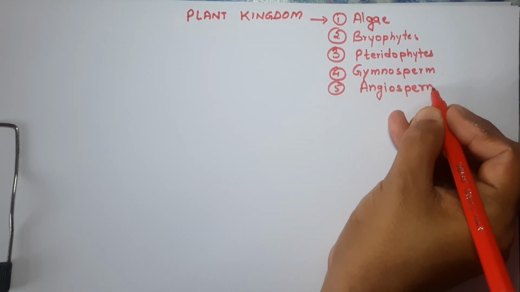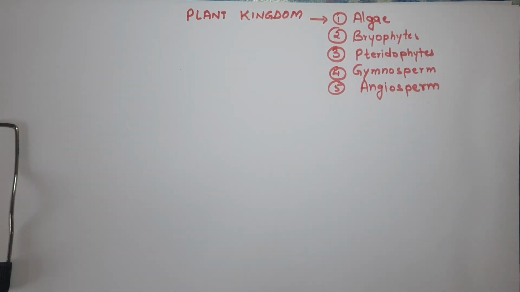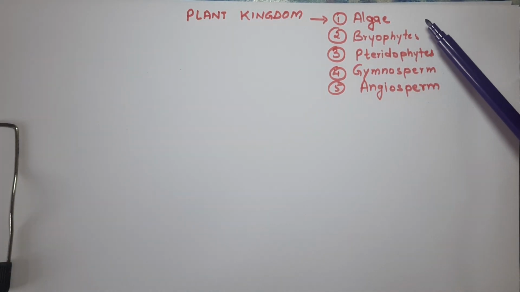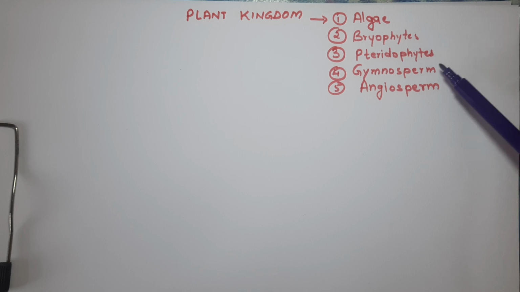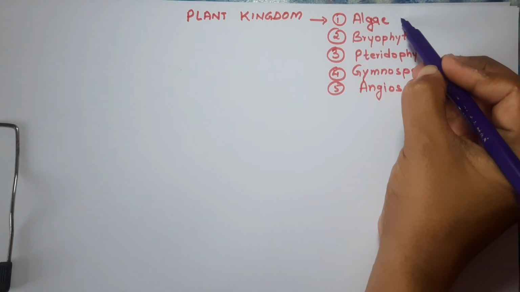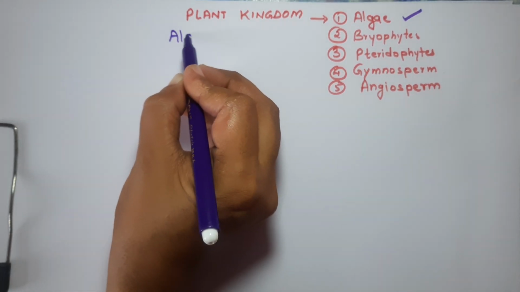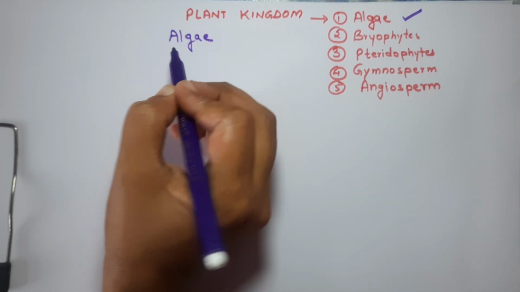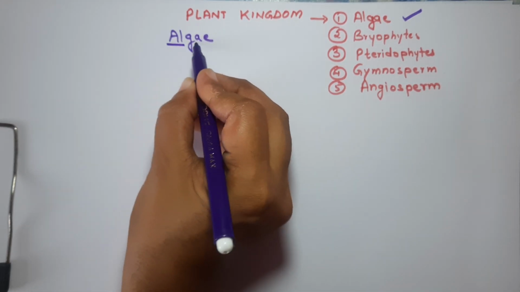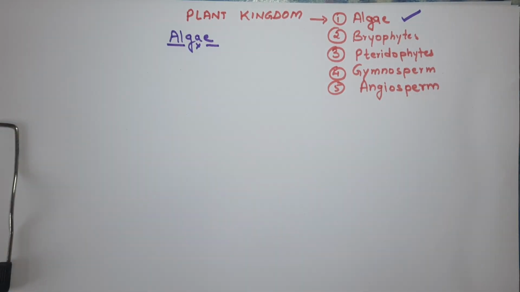So I will repeat it again. The plant kingdom, students, is divided into 5 types. The first one is the algae, the second one is the bryophyte, the third is the pteridophyte, the fourth is the gymnosperm, and the last one is the angiosperm. So today we are going to discuss the algae. The topic for the video today is the algae. So let's start the topic.